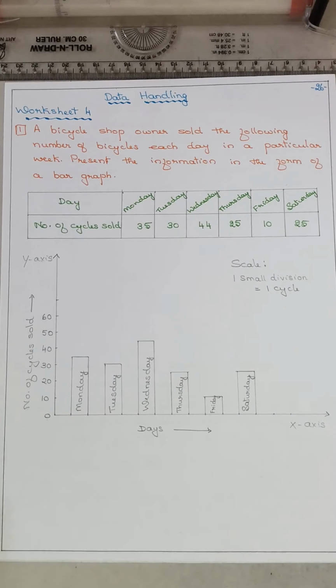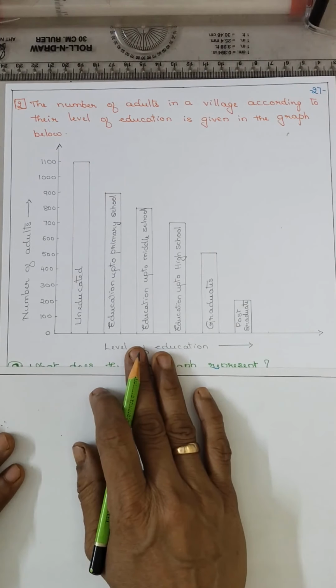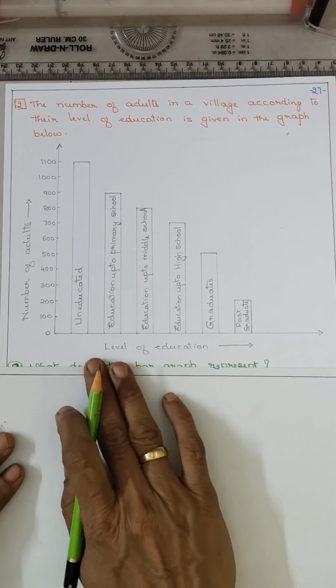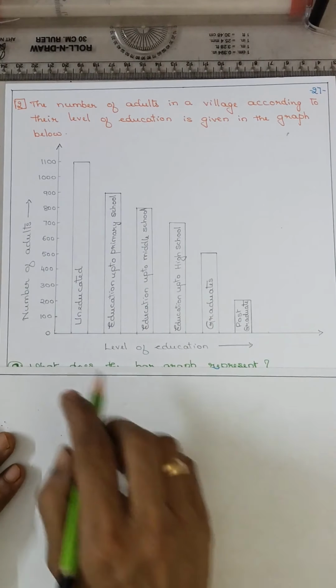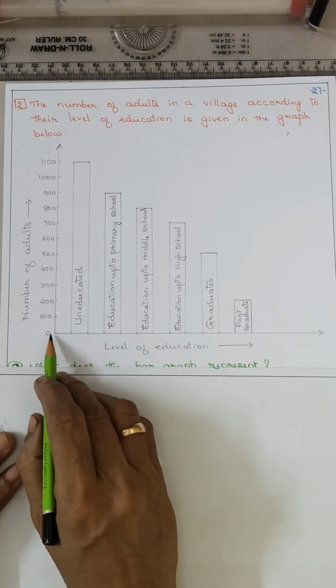Now coming to the second question, the number of adults in a village according to their level of education is given in the graph below. Already the graph is given in the question. So here the level of education, here the number of adults, and it is from 0, 100, 200, 300, 400, like that. Now they have asked the questions and you have to write the answer.